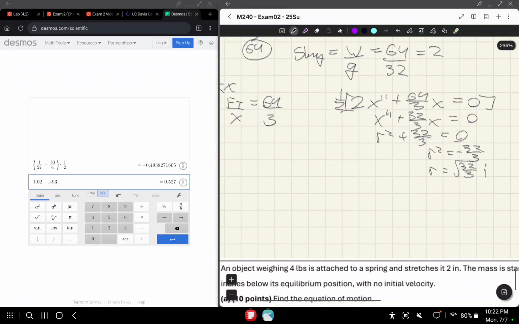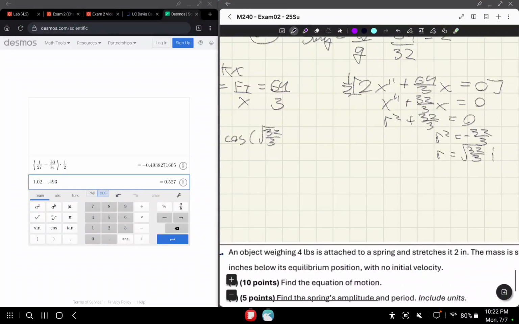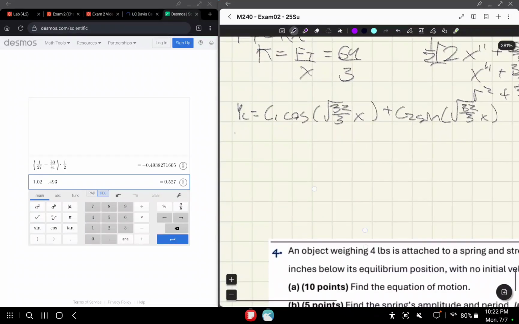We will now write our characteristic equation using this. Since the roots are complex imaginary, yc is equal to C1 cosine of the square root of 32 over 3 x plus C2 sine of the square root of 32 over 3 x.